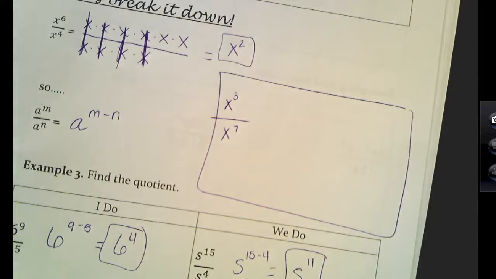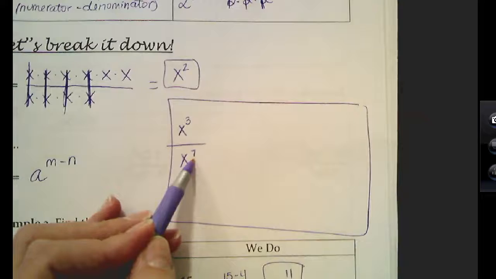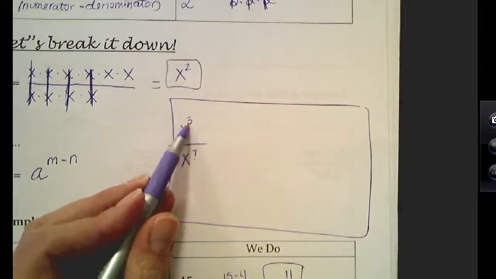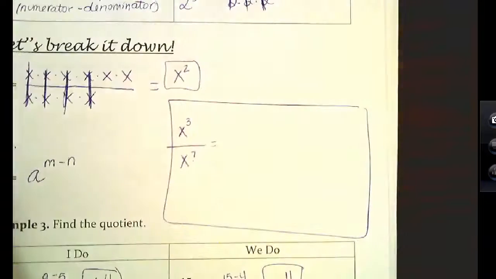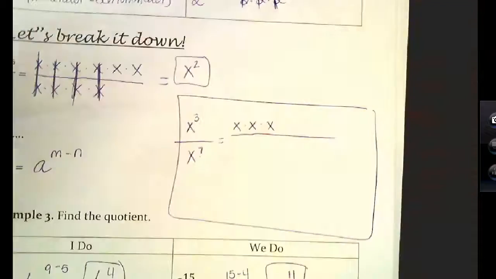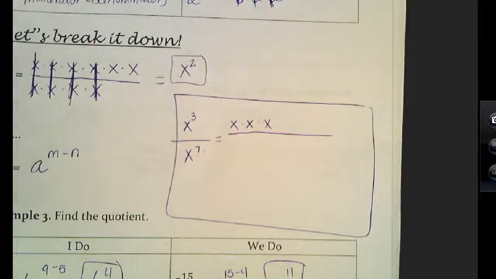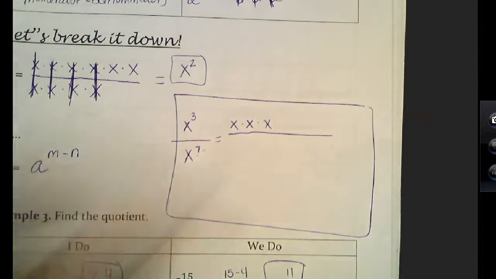And we're going to draw this out so we can see what would happen. So the question was, what if the denominator has more x's in it than the numerator does? So in my numerator, if I have x cubed, that just means x times x times x. So go ahead and write x times x times x. In my denominator, if I have x to the 7th power, how many x's are you going to write? 7.